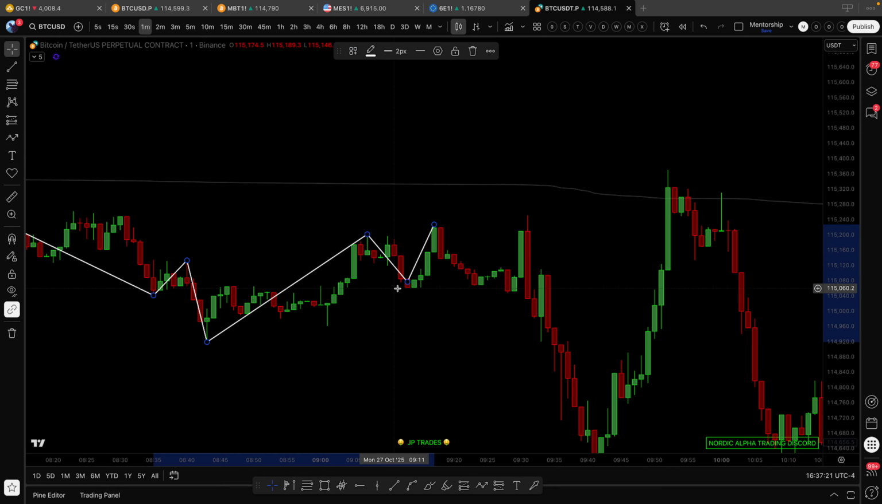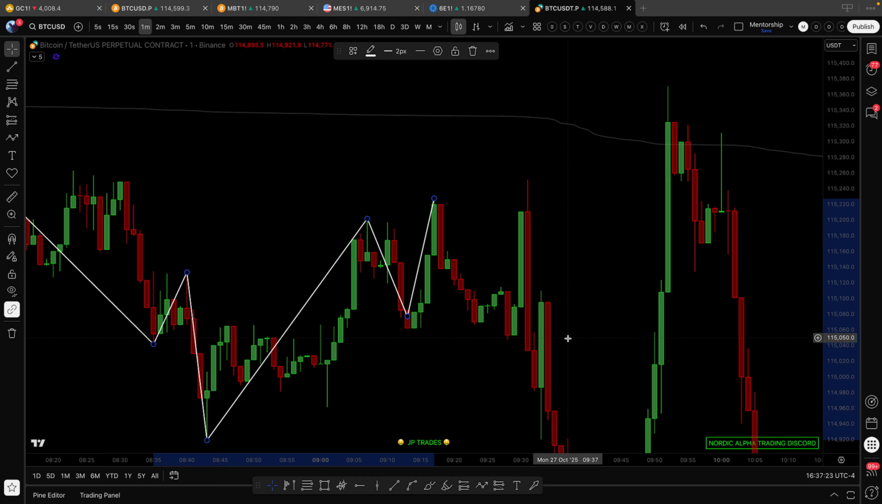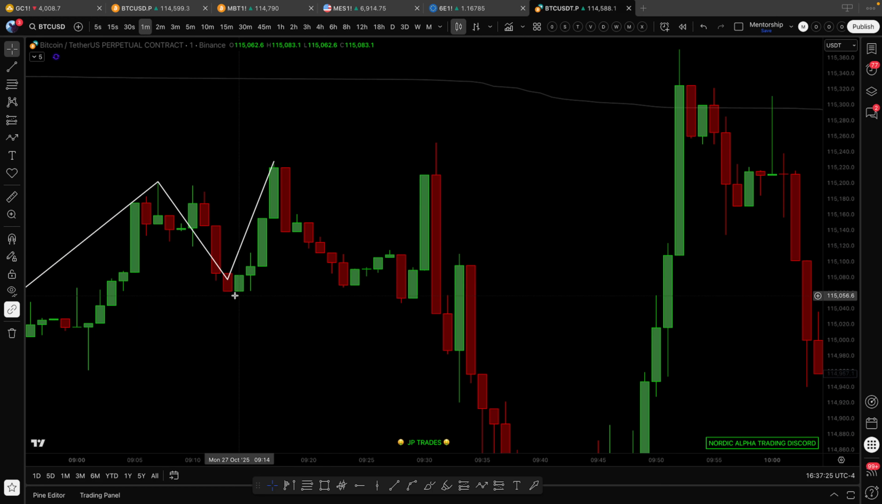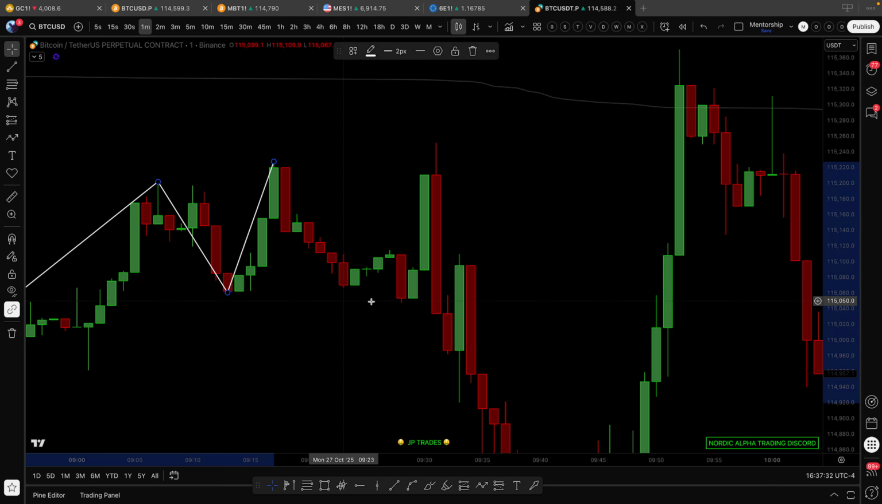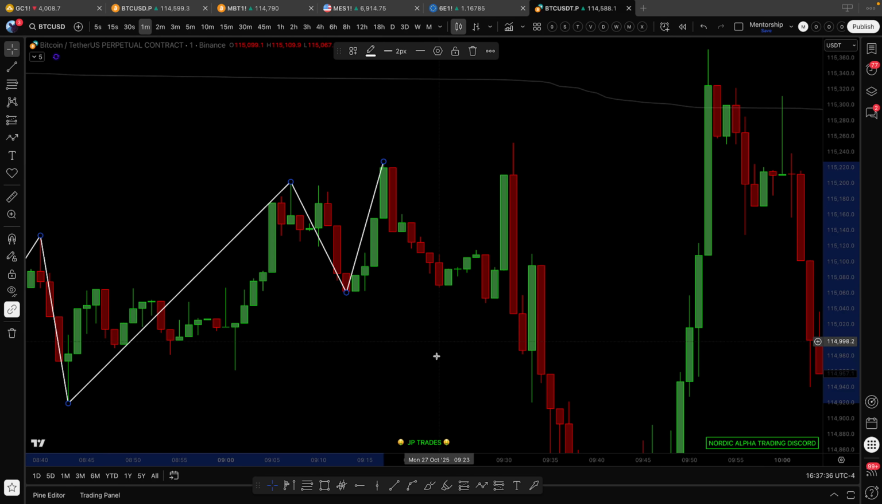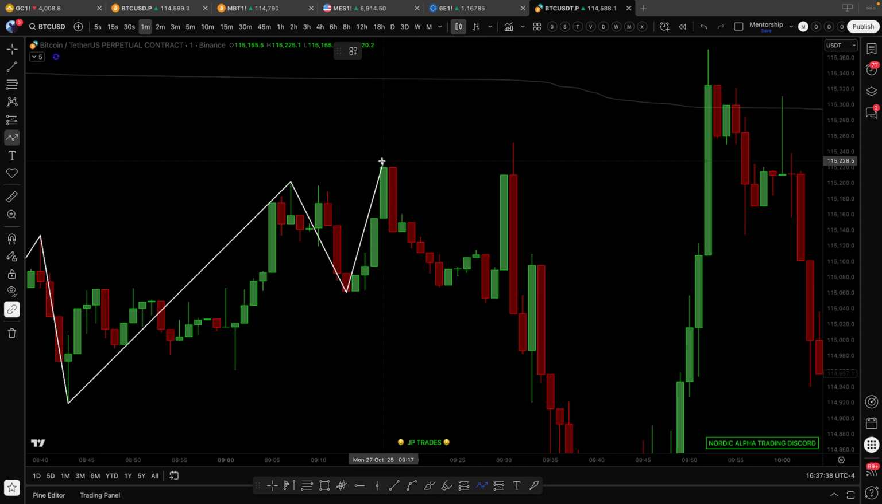Let's see if we did. Yes, we did. Let's zoom in a little closer so you can see. This is your low. We absolutely did take that low first. Let's move that back. So do we have two green candles? Yes, we did. So right now, it's still continuing. Right now, we have that market structure shift from here to here. So this is our new confirmed low.